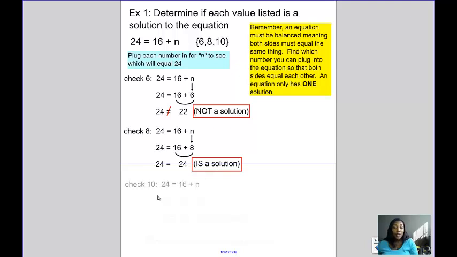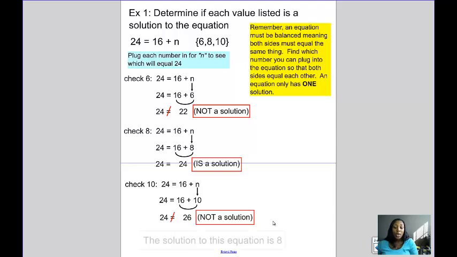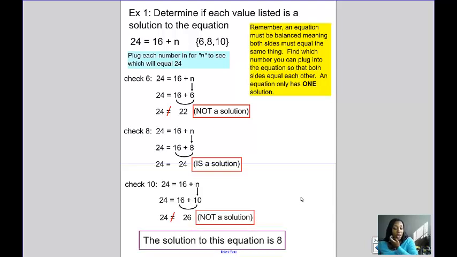And then the last number is 10. If we plug 10 in for n, we'll find that 16 plus 10 gives us 26. And 26 does not equal 24, so 10 is not a solution. So in the end, we can say that the solution to this equation is 8. And with an equation, remember, you're only going to have one solution that works.